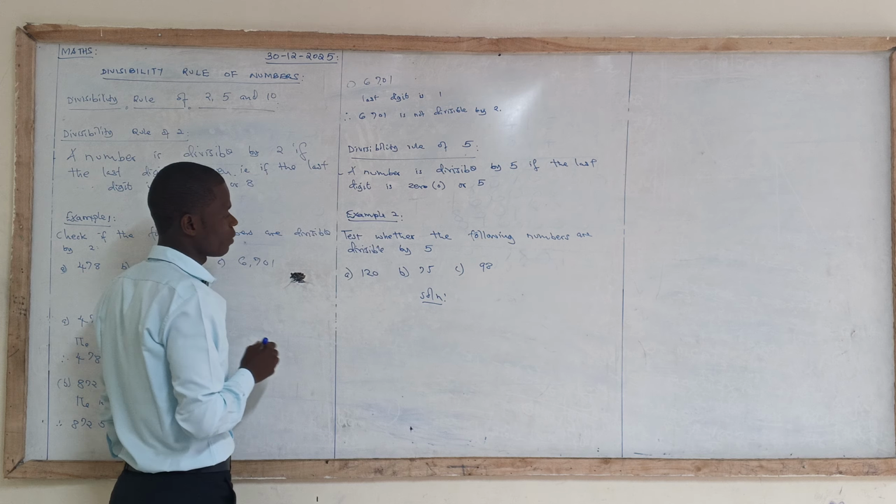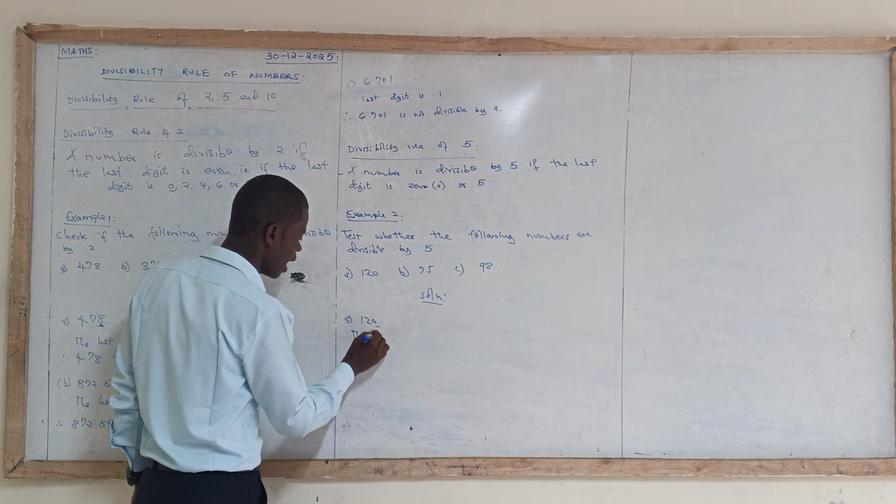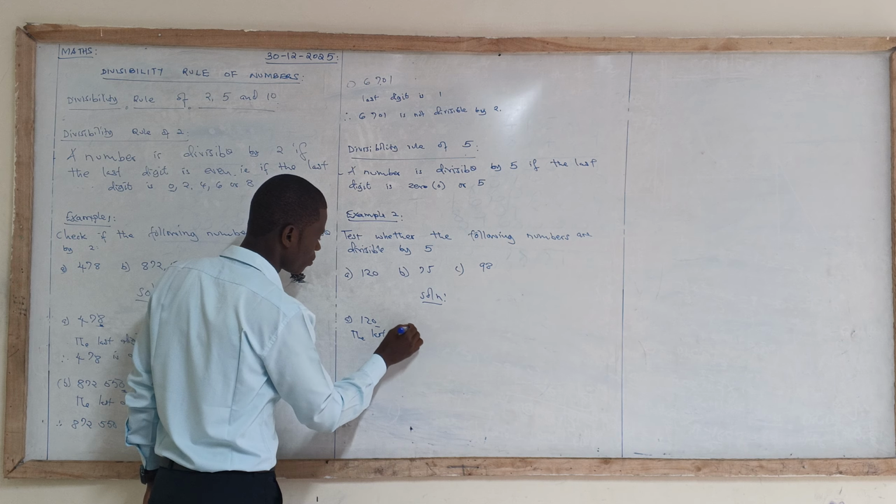A, we have 120. The last digit is 0. So you just say the last digit is 0, in bracket 0 in figures. If the last digit is 0, we know it is divisible by 5. So you say 120 is divisible by 5. As simple as that. We don't need to argue. We don't need to debate. You don't need to go to the moon and come back to understand. It is very simple.